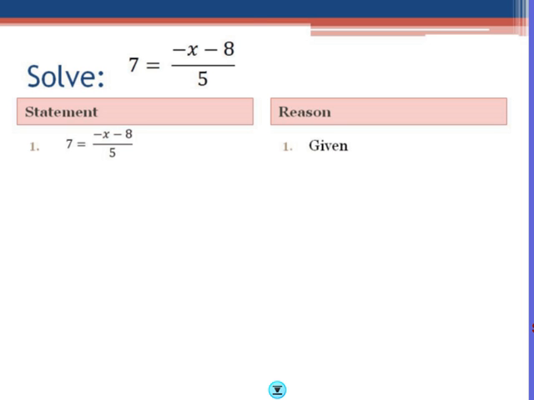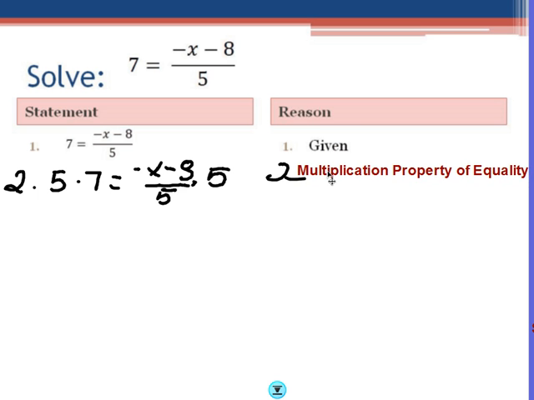Let's do another one. So now, again, we have our first statement, which is given to us, and that's our equation. If we go through next in our step 2, first thing we need to do is we're going to multiply both sides by 5. I'm going to do 5 times 7 equals to -x minus 8 over 5 multiplied by 5. So that's going to be justified by using our multiplication property of equality. We're multiplying both sides by 5.